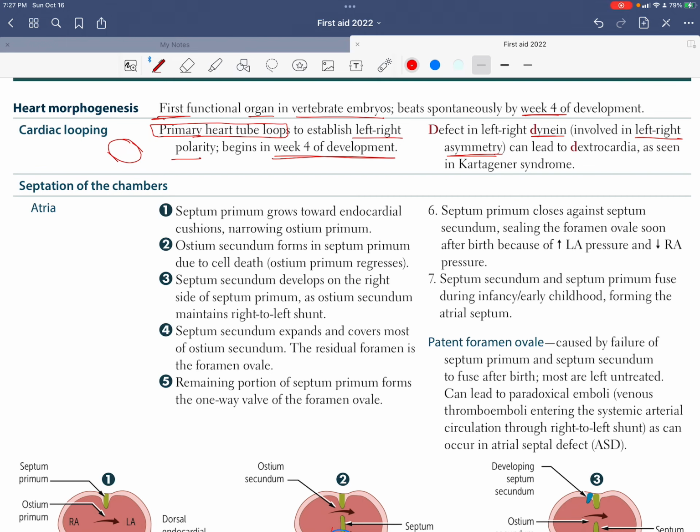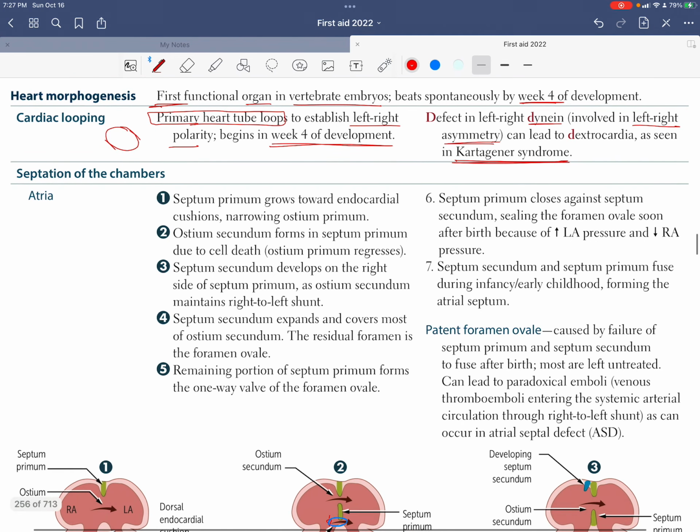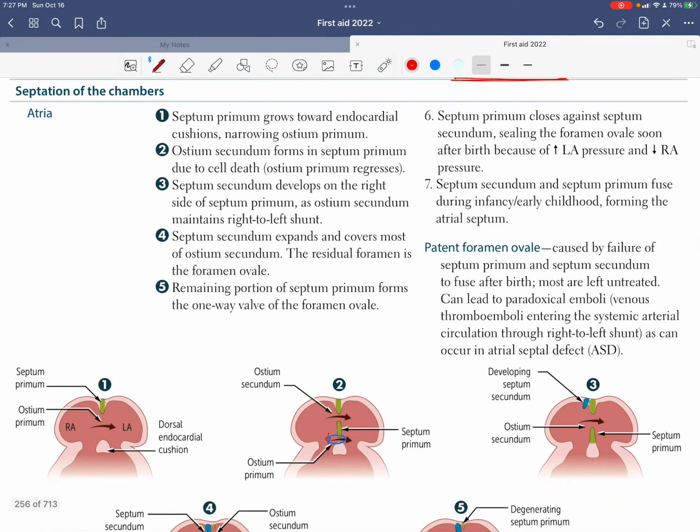It can lead to dextrocardia. This results in the main portion of the heart being on the right side, which is abnormal. It should be on the left side, and that could be seen in Kartagener syndrome. That's something we can get to later.